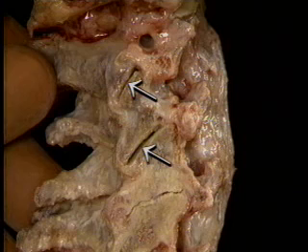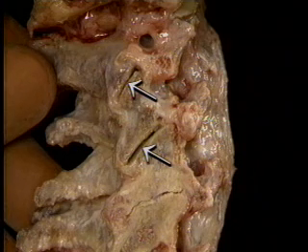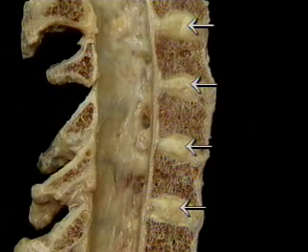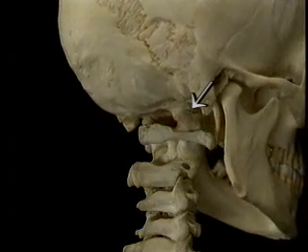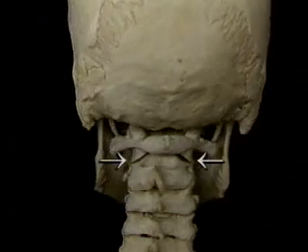Here are the intervertebral joints and the intervertebral discs. Here are the atlanto-occipital and atlanto-axial joints.